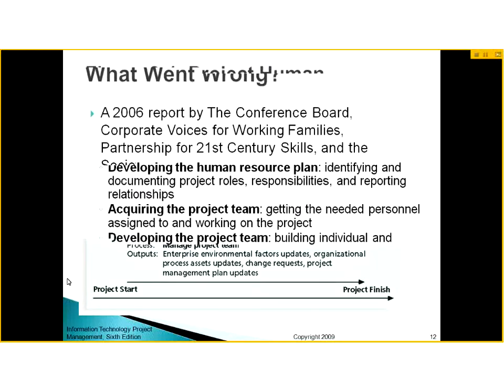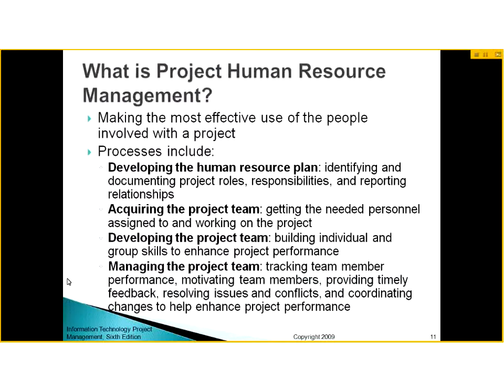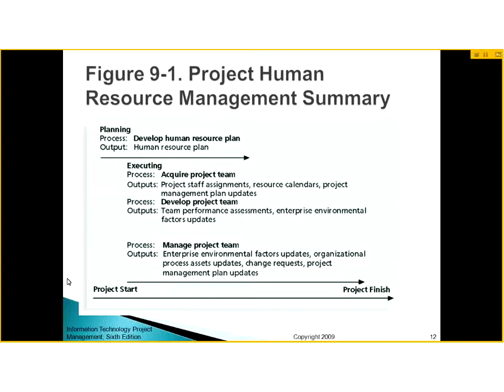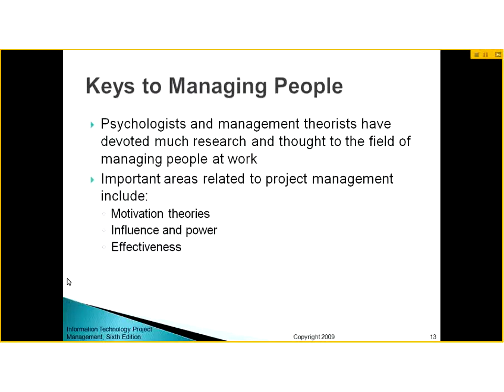So we were talking about what human resource management is. The knowledge areas include development of human resource plan, identifying and documenting project roles, responsibilities, and reporting relationships, and then acquiring the project team, then developing the project team, and then managing them by keeping track of their performance, by motivating them, and providing them feedback and resolving issues. Now, only one process lies in the planning phase, which is develop human resource plan, while the rest of them lie in the executing phase, where you acquire project team, develop project team, and manage project team.